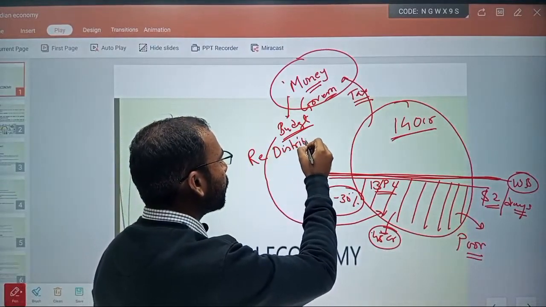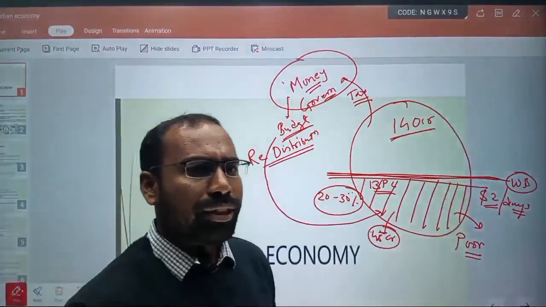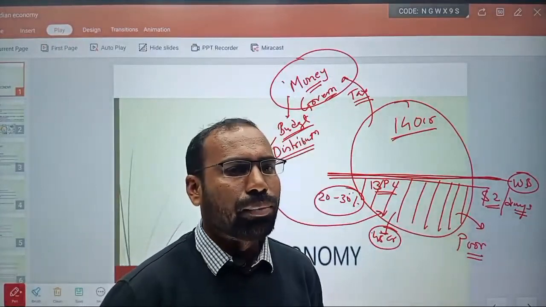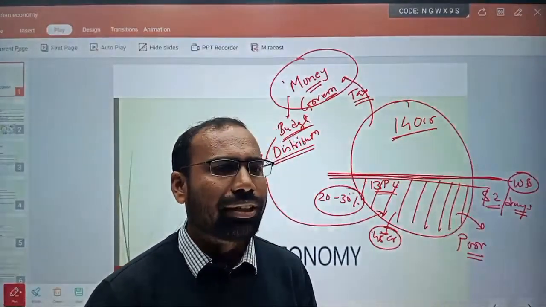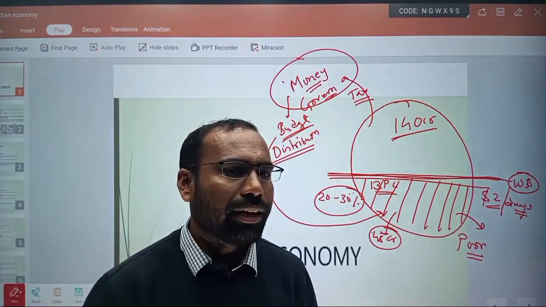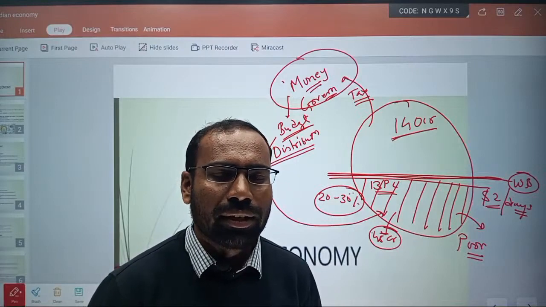Redistribution is the process through which we try to redistribute the resources, because last time when we learned the polity, we said that our country is a democratic country and we have adopted the welfare state, and there is a concept of justice, social, political and economical.